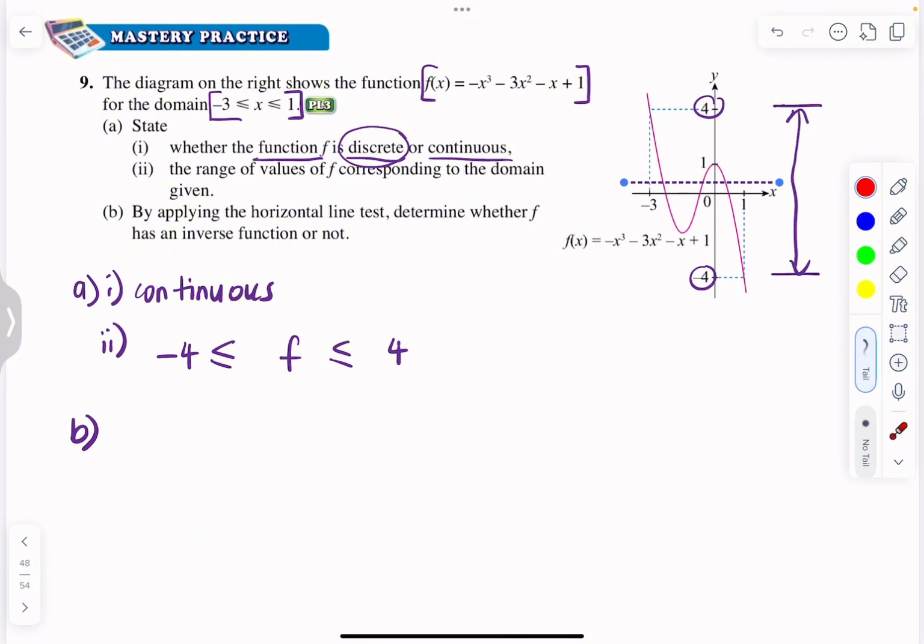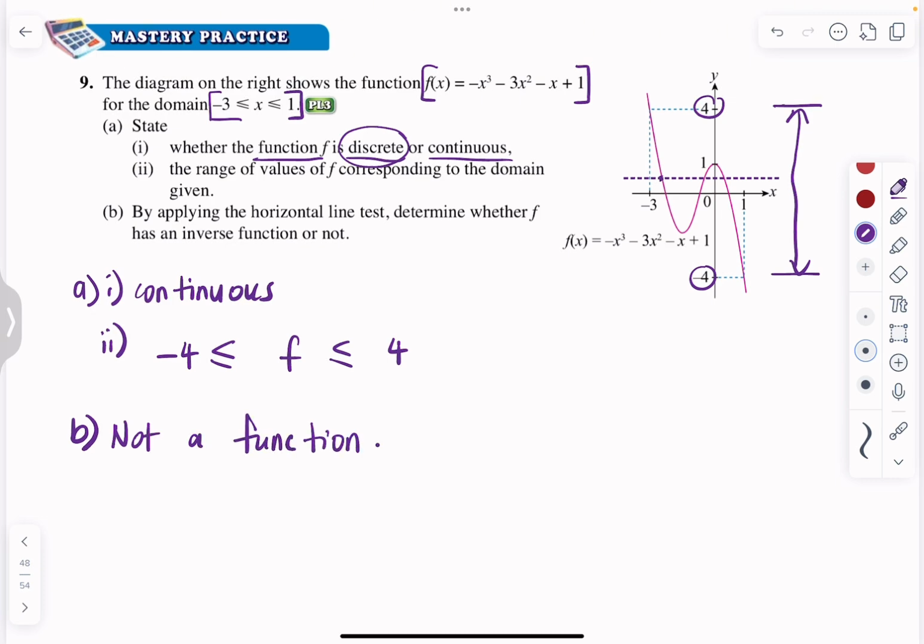So for the horizontal line test, if it intersects at more than one point, that means it is not a function. The horizontal line test has to only intersect at one point. Here in this case, it is more than one point. So it is not a function.